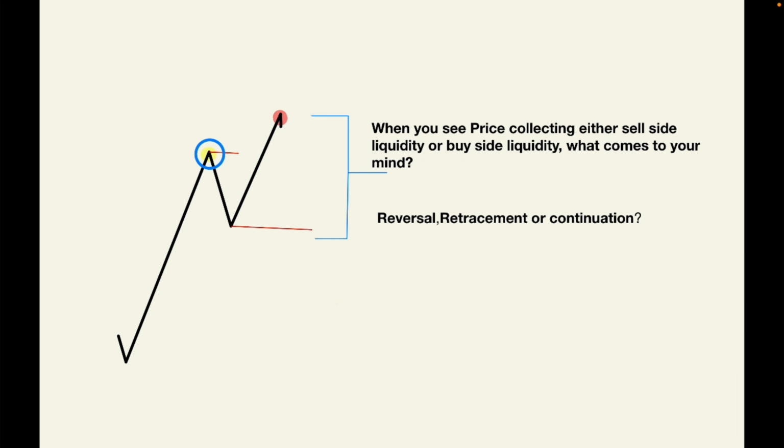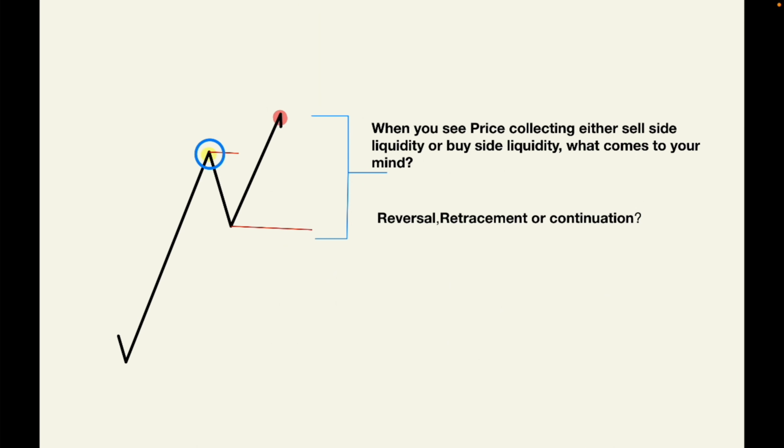So this is what we have. I believe we have already answered most of these questions as we were looking at the previous chart. So when you see price collecting either sell side liquidity or buy side liquidity, what comes to your mind? That's the most important question. Whenever I see price collecting this buy side liquidity here, what comes to my mind?